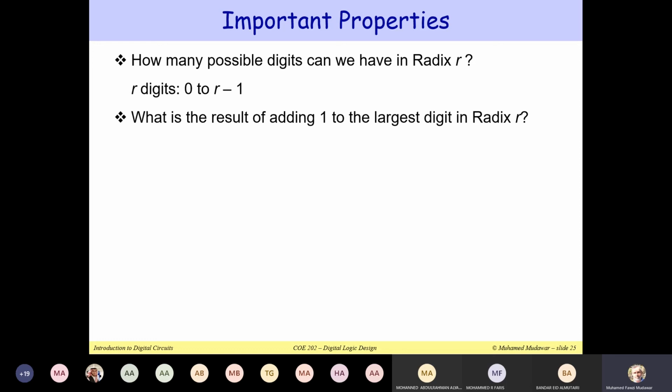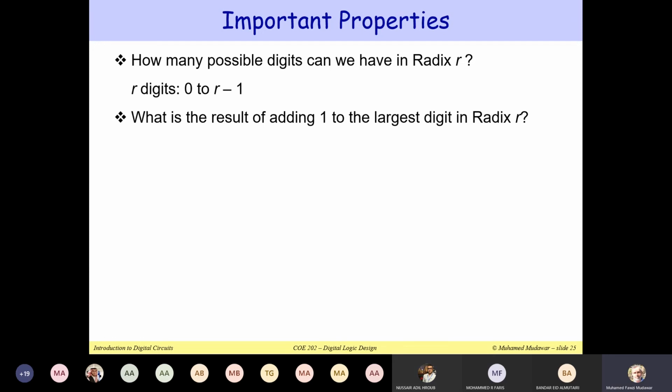Excellent. So what is the result of adding 1 to the largest digit in radix R? It returns back to the smallest digit. Let us take decimal, it is easier. What is the largest digit in decimal? 9. Okay, if you add 1, you get 0 and a carry 1. It will be 10. 10 is written as 1, 0, right? So it will be 1, 0 in radix R.